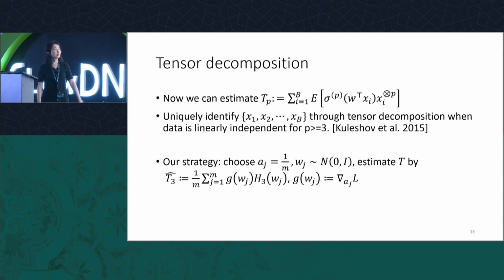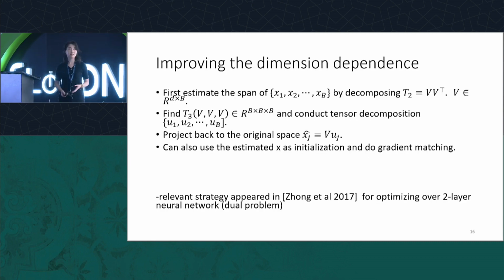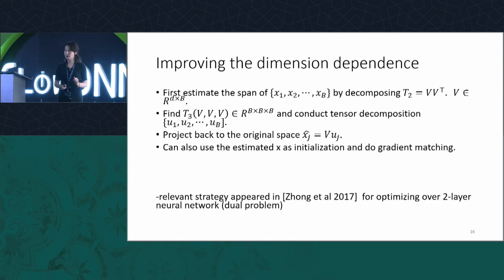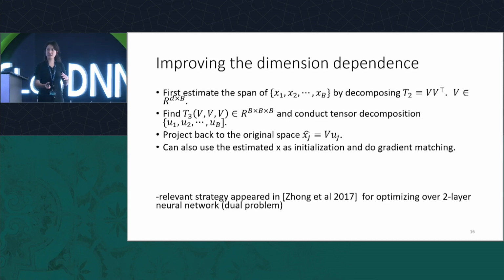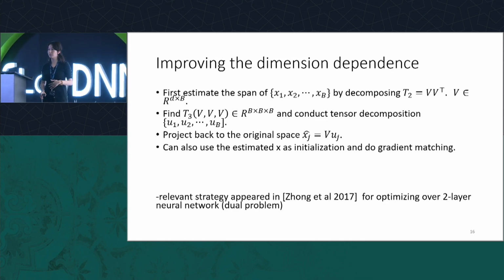So if we naively just approximate this tensor with the gradients, then the dependence of M on the dimension D will be D to the third power. That is very bad, but we have some way to improve that. This idea actually stems from previous work, Zhong et al., but they were designing a method for optimizing over a two-layer neural network, but it is similar to our setting. It is sort of like a dual problem. We can also apply it to this problem where we reconstruct X, the training samples, from the weight.